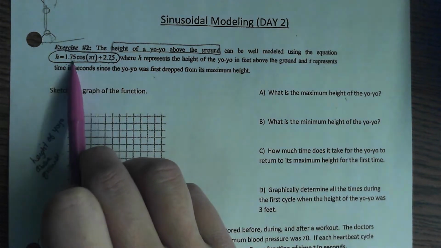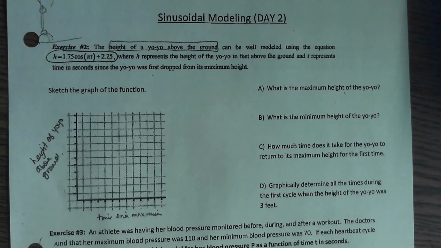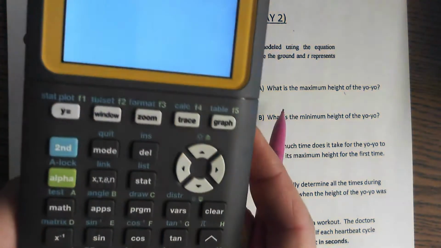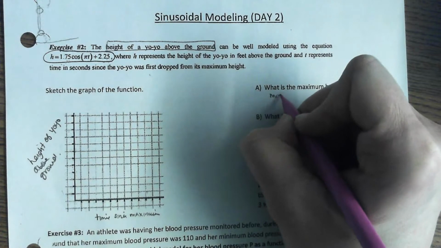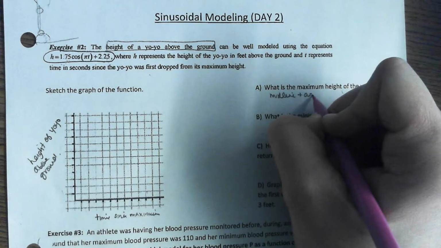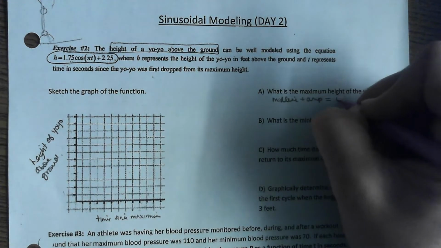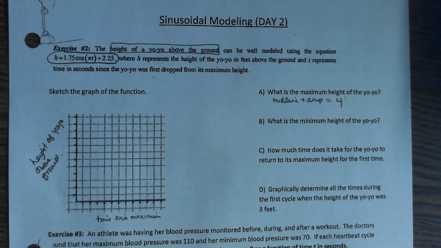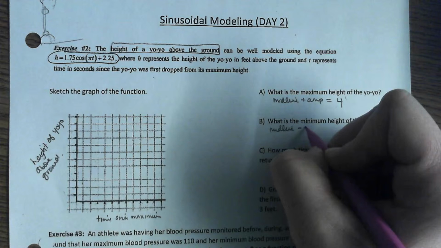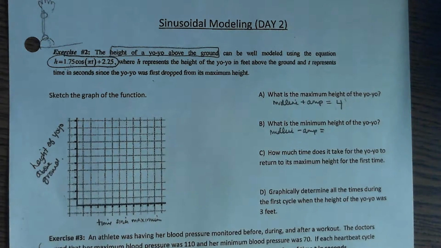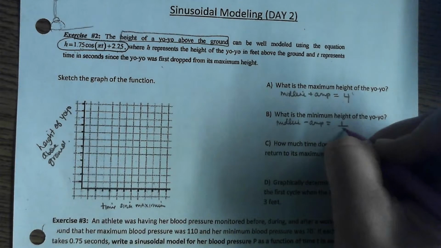Midline, and then 1.75 says you're going to go 1.75 above the midline. That would be the addition. 2.25 plus 1.75 gives you 4. So I'm going to write midline plus amplitude, so we can remember where this came from, equals 4. And then the minimum is going to be your midline minus your amplitude. So 2.25 minus 1.75 is a half.